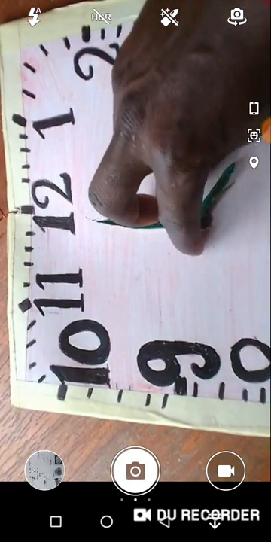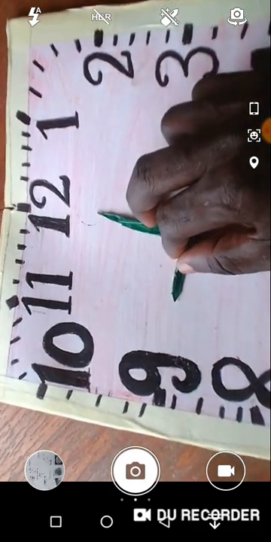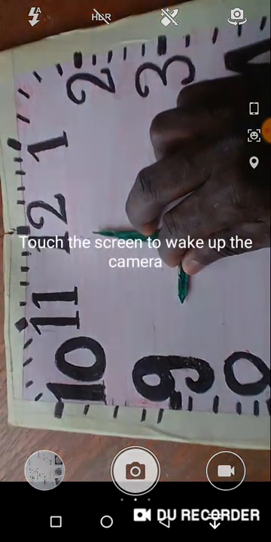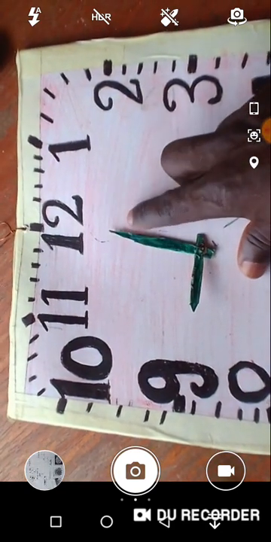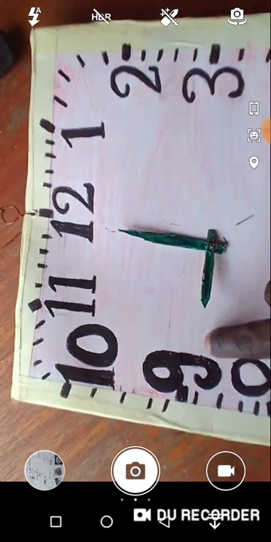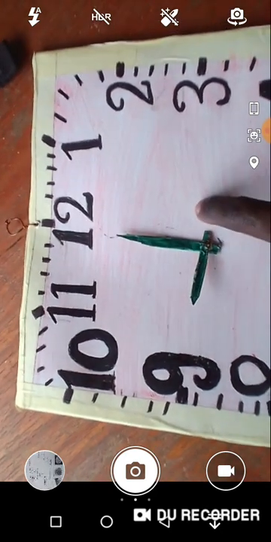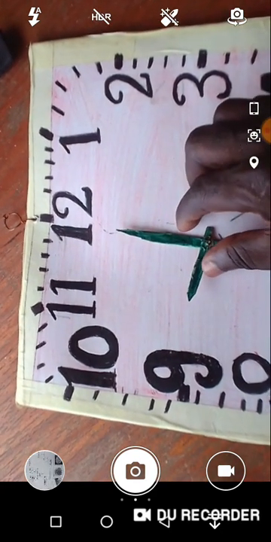Now, 9 o'clock, it will be like this. This will be 9 o'clock. Once this one is at 12 and this one is at 9 like this, it is 9 o'clock.